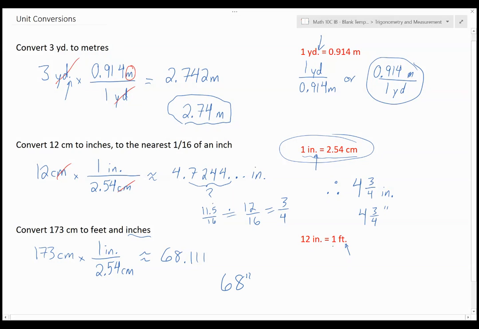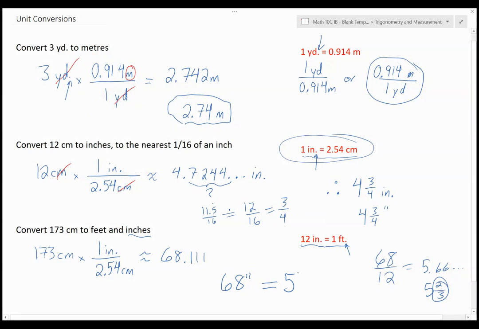Now, that's where the 12 inches in 1 foot comes in. So I want to know essentially how many whole feet is this and how many is left over. So 68 divided by 12 would give me 5.66666. Now, you can recognize that as being 5 2/3. But that's kind of irrelevant because that's the part I'm going to just convert back into inches. The only thing I care about is this is 5 whole feet.